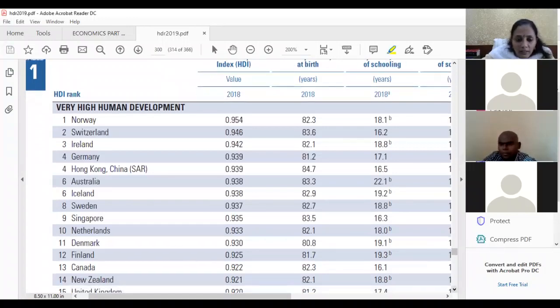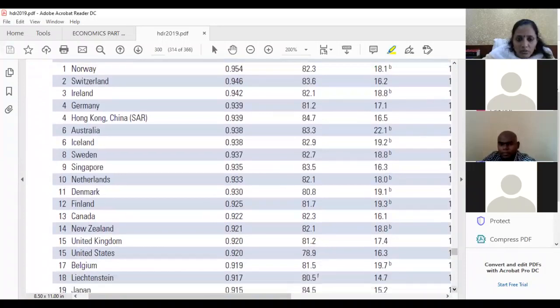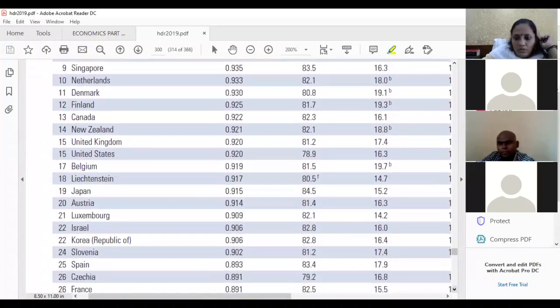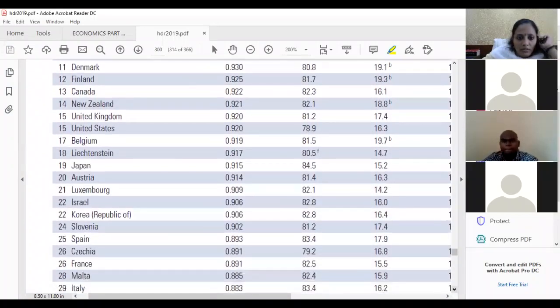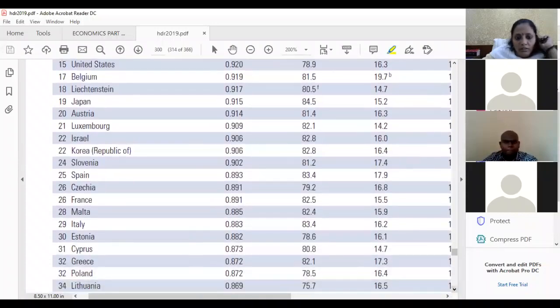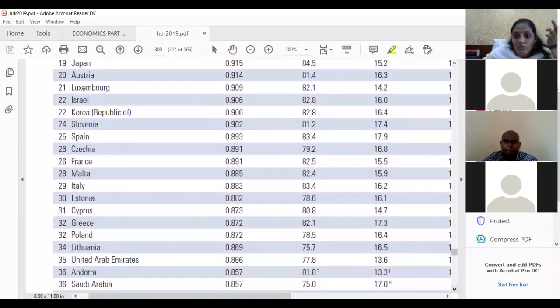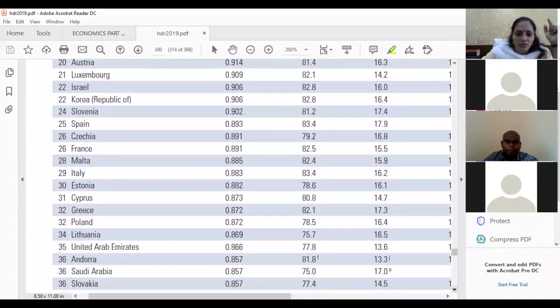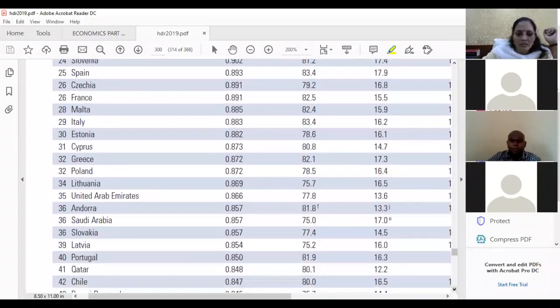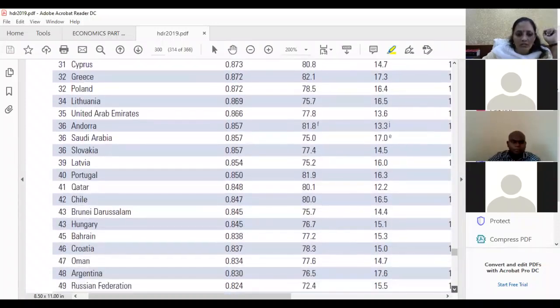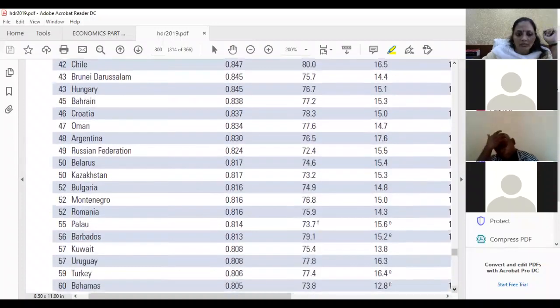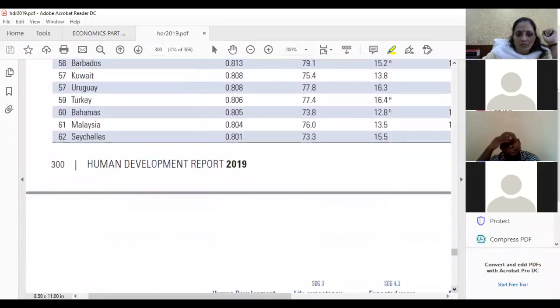You can have a look at the countries in very high human development: New Zealand, UK, Belgium, Japan, Austria, Luxembourg, Israel, Malta, Greece. You have heard so many stories about Greece getting into crisis, but still it is a very high human development country. You can see here UAE, Saudi Arabia, Qatar, Chile, Seychelles, Malaysia.